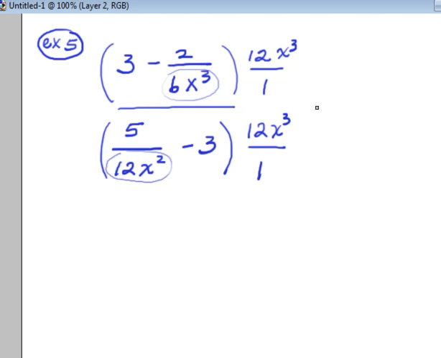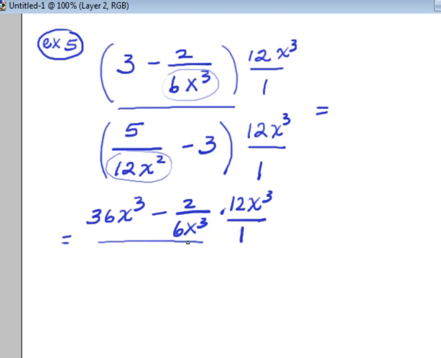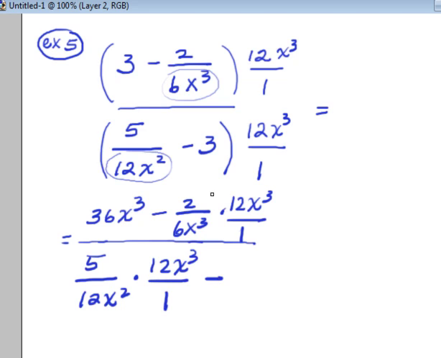So what we do in the first step is we just set it up. Okay, first 12x cubed times 3, that's 36x cubed. And here I'm just going to put 2 over 6x cubed next to 12x cubed over 1, and I'll save canceling for the next step. Again, just set it up in the denominator: 5 over 12x squared multiplied by 12x cubed over 1, minus 3 times 12x cubed, that's 36x cubed.